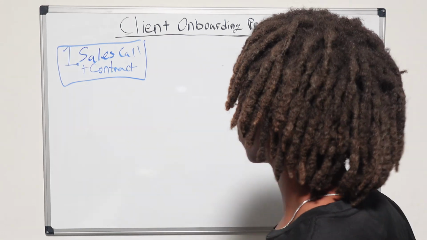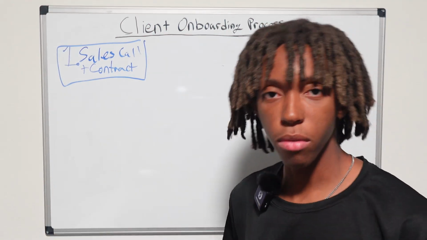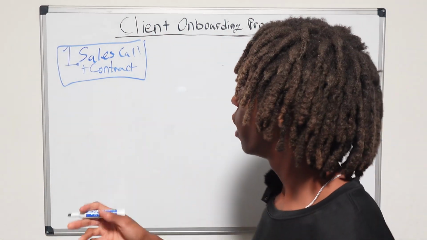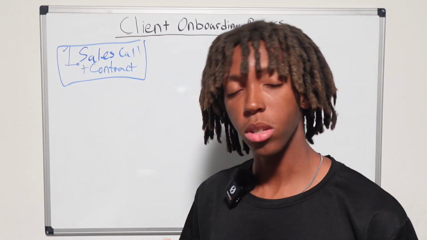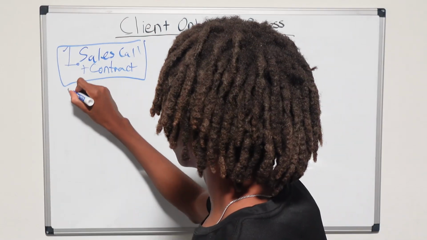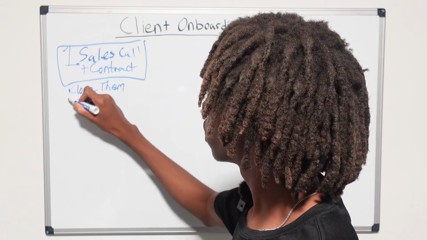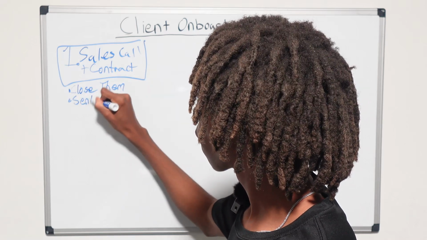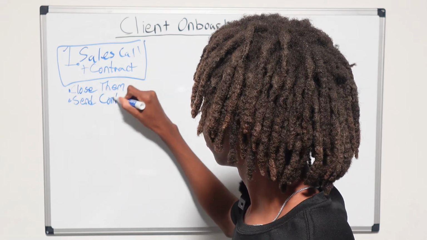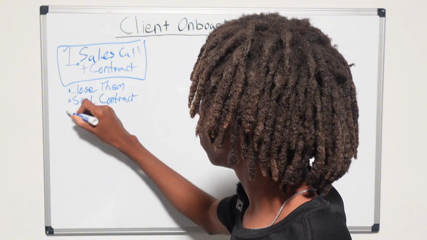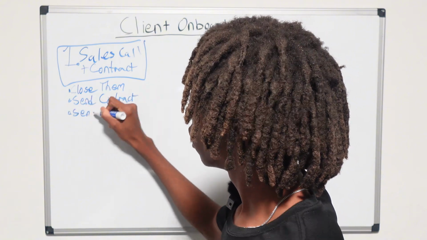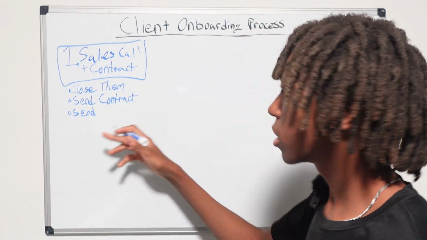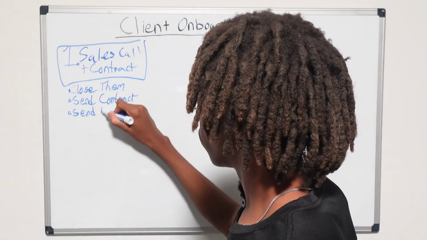So for this sales call plus contract, which is going to be the first step, we're actually going to get on the call. You're going to get on the call and you're going to close them. And as soon as you close them, let's make that the first step. And then we're going to put send contract. And right under that, we're going to put send payment link. This is what we'd usually do. I mean, you can send the payment link before the contract, whatever you want to do.